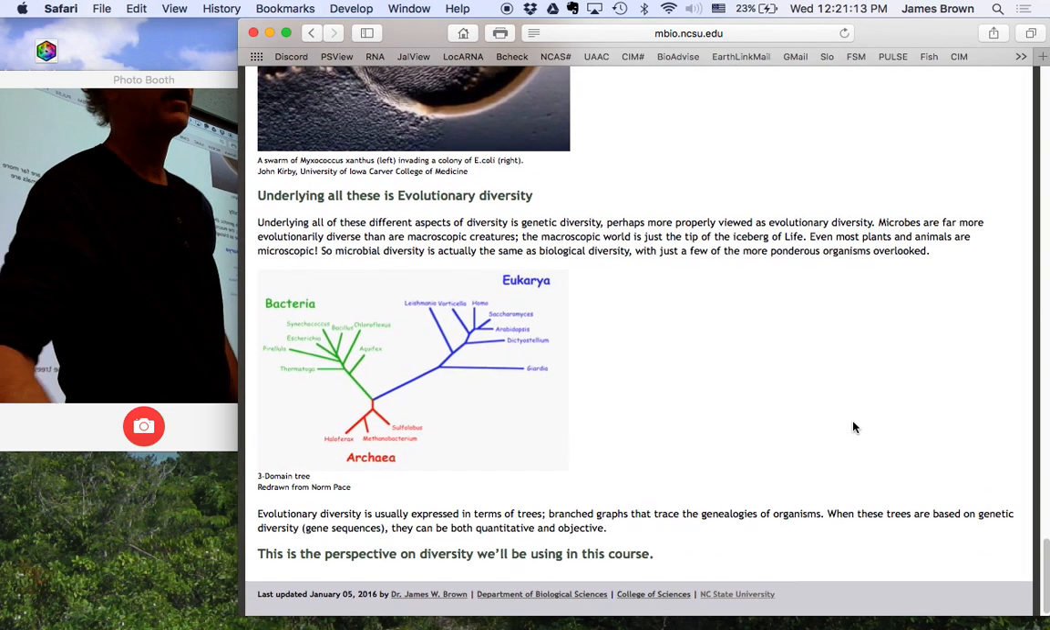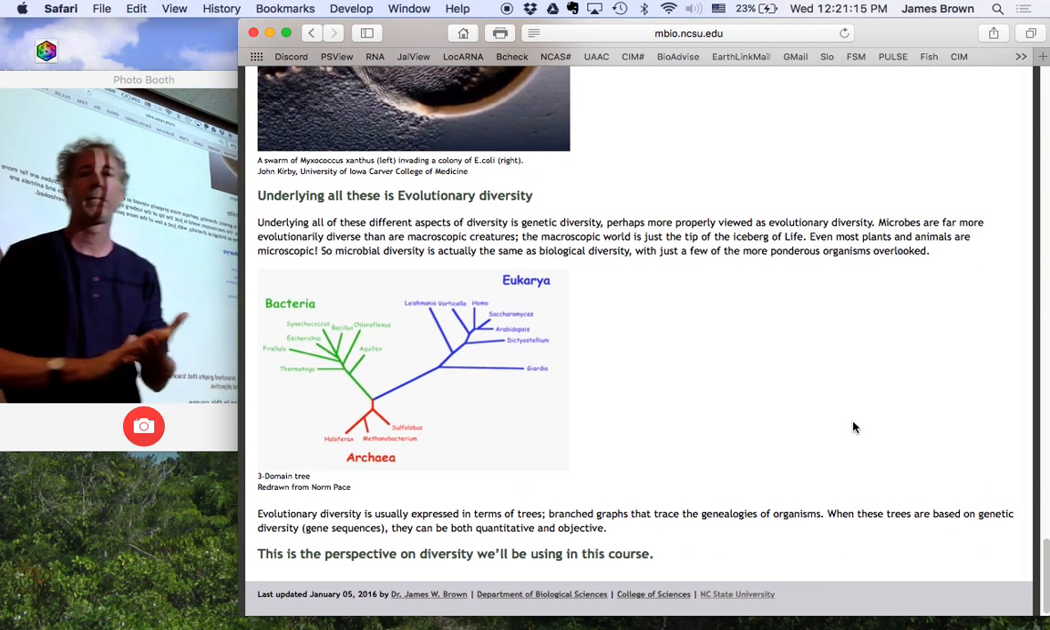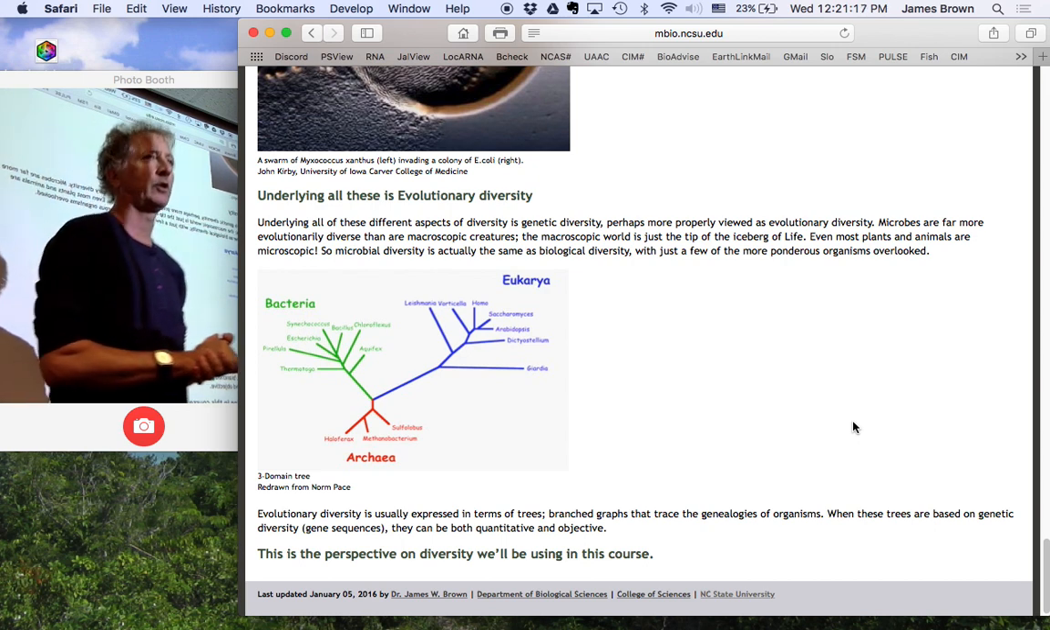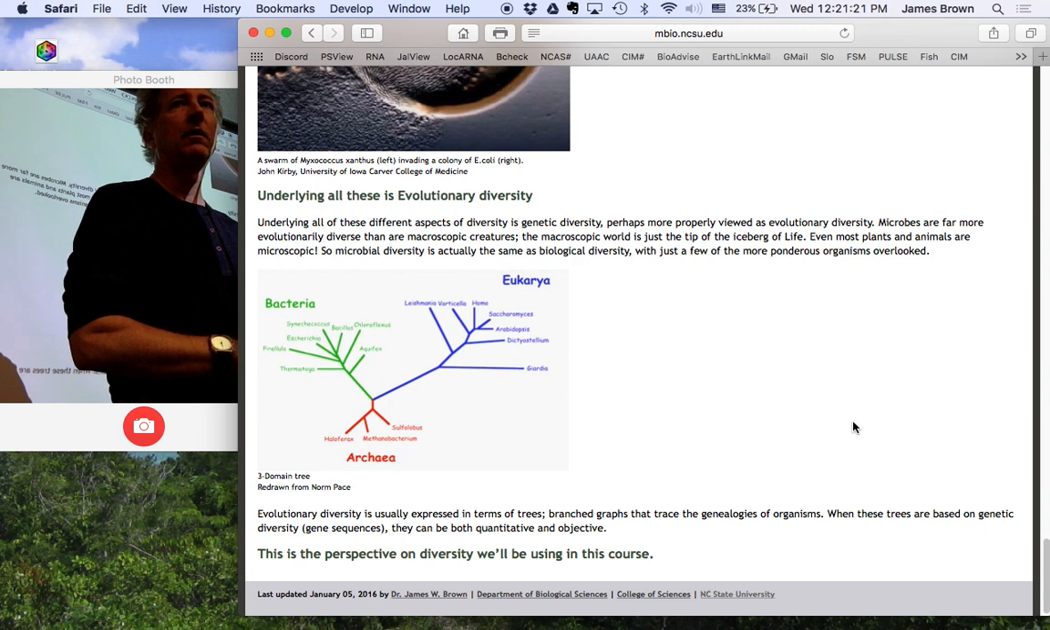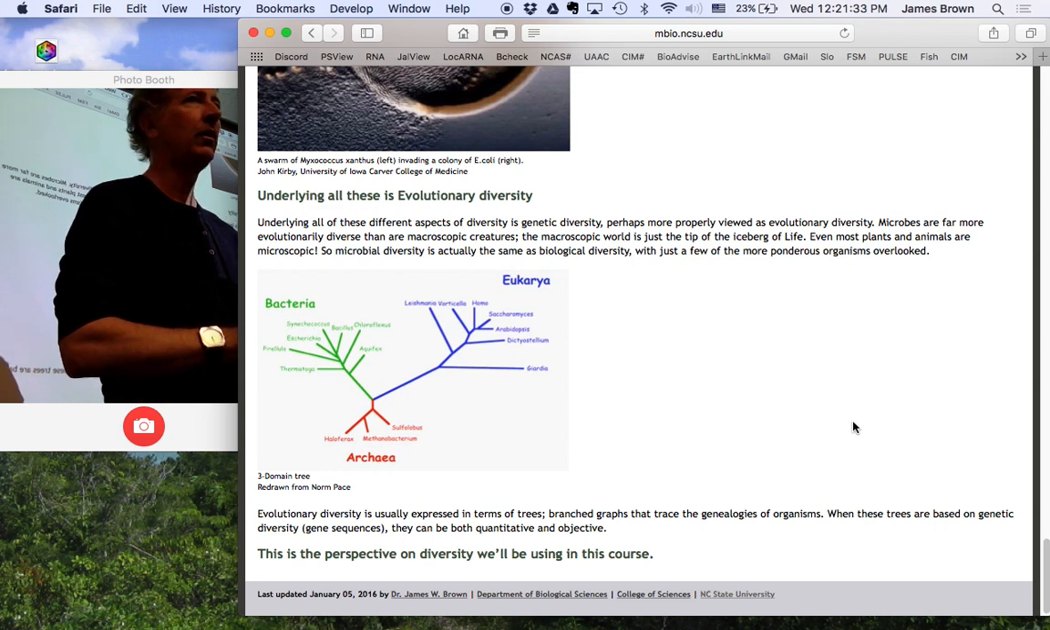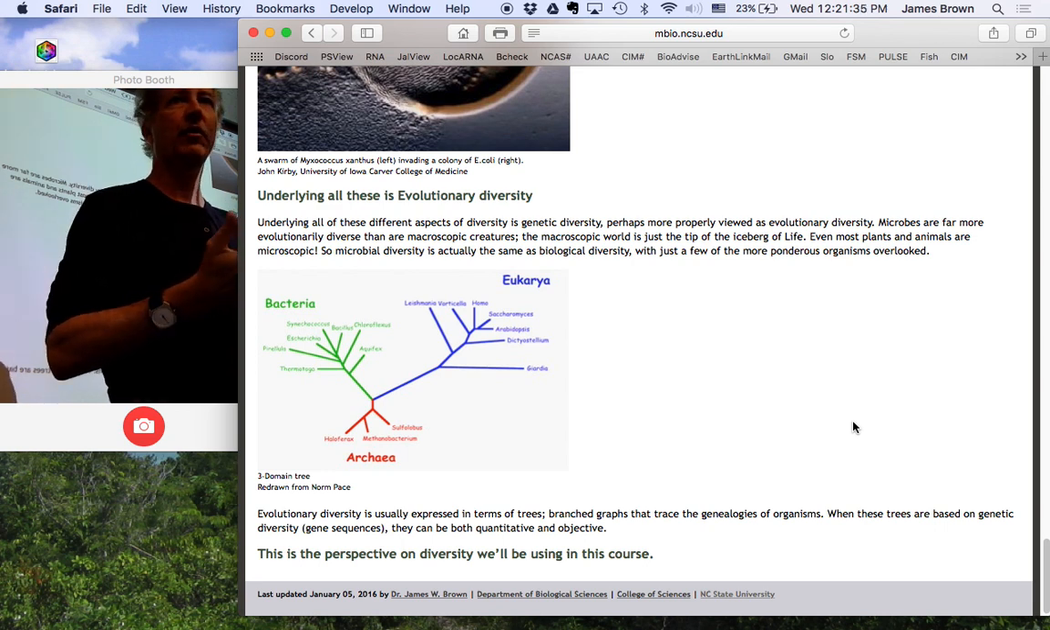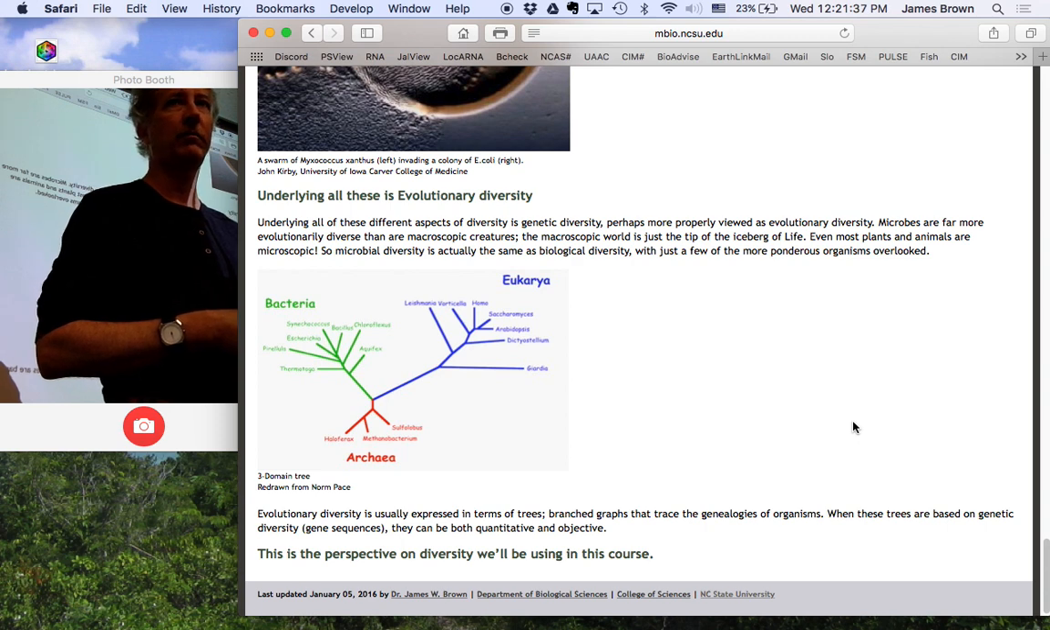So where does all this diversity come from? And how do you measure it? This is science, right? You have to measure it. All of this kind of diversity is based on genetic diversity. The genes, the chromosomes that make up these organisms, and how they control the form, the behavior, and the metabolism of the organism.